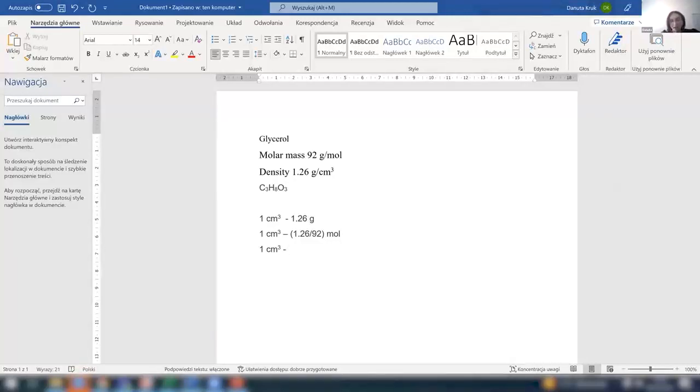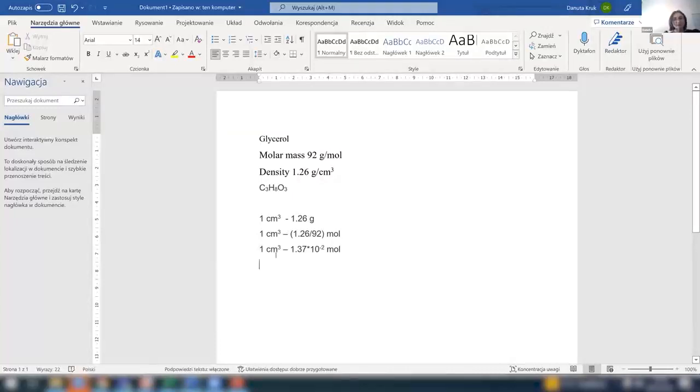So 1.26 divided by 92 is more or less 1.37 times 10 to the minus 2 mole. I suppose so. Yeah. Am I right? Or not? Could you please calculate with me?